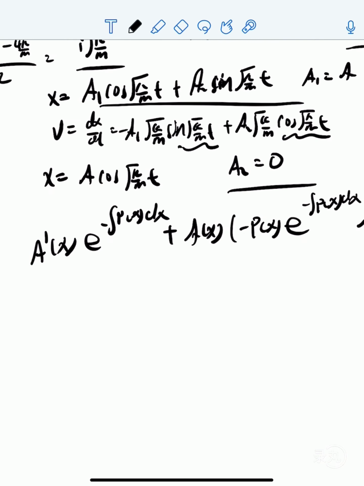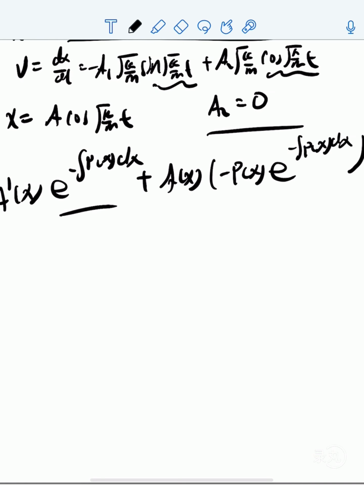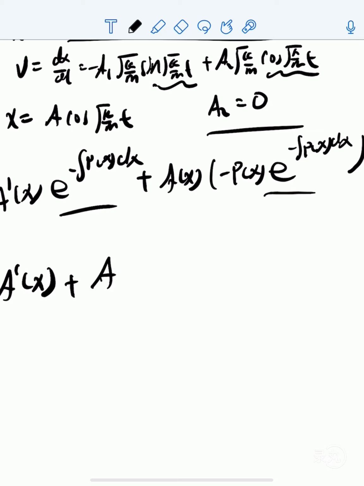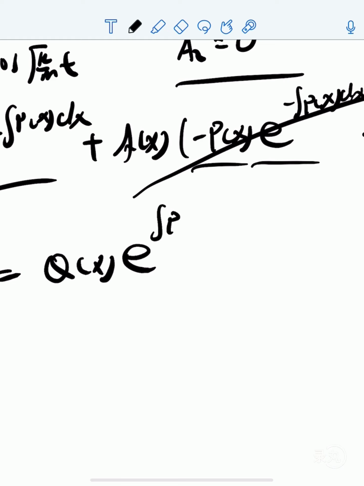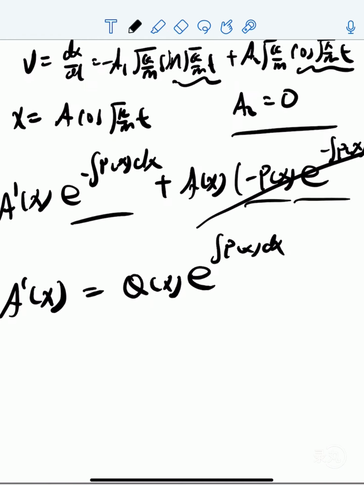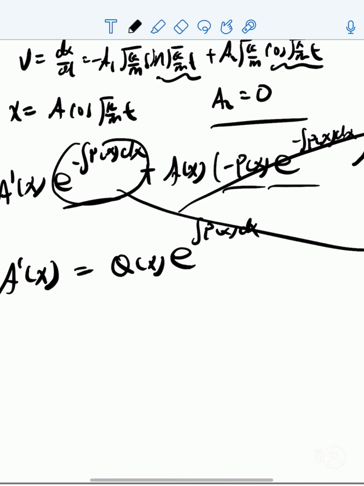And now we can see that we move this to that side. We can see ax, negative px. Oh wait, this term cancels out. One is negative and one is positive. We can see that they cancel each other out. So which leaves a prime x is equal to q x e px dx, because we move this to that side.